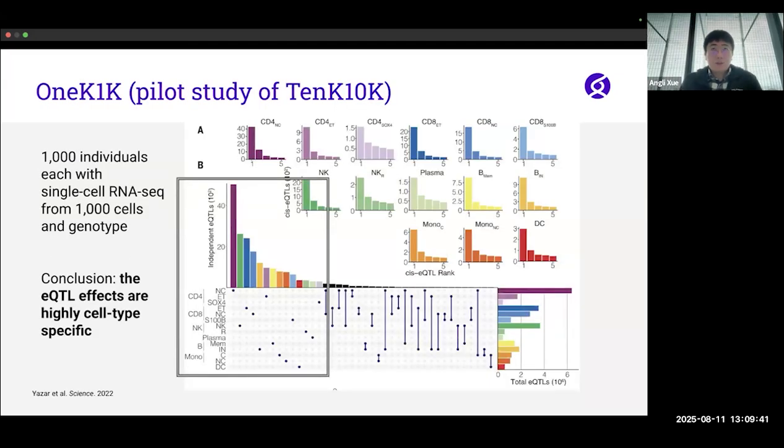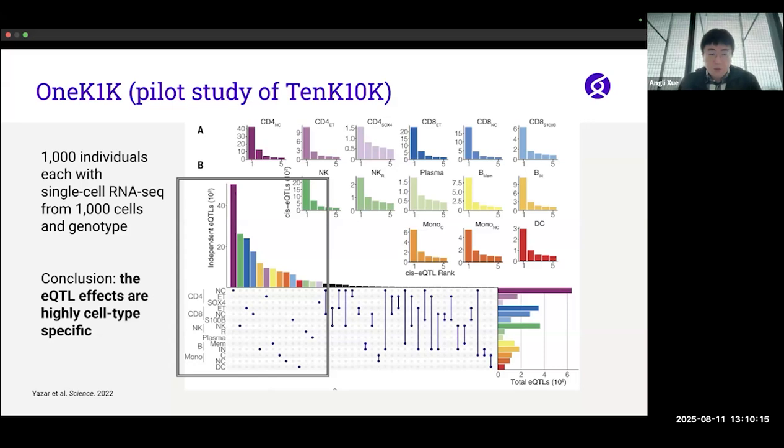So around four or five years ago, our lab came up with the 1K cohort, which is a pilot study of the TenK10K. We collected 1,000 individuals, each with single cell RNA sequencing from 1,000 cells, and the genotype data. So we built a large-scale eQTL atlas in around 14 different cell types in PBMC. And if you look at the highlighted region, this describes the number of eQTL signals that are specific to certain cell types.